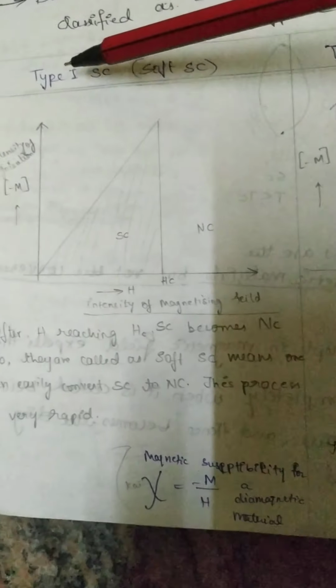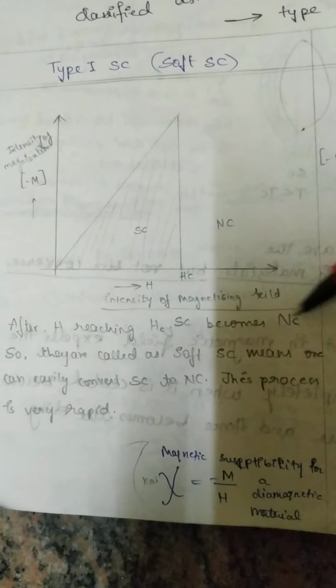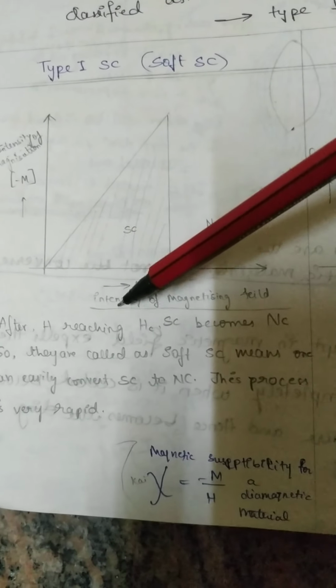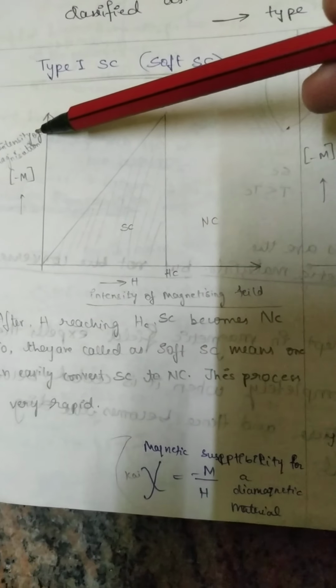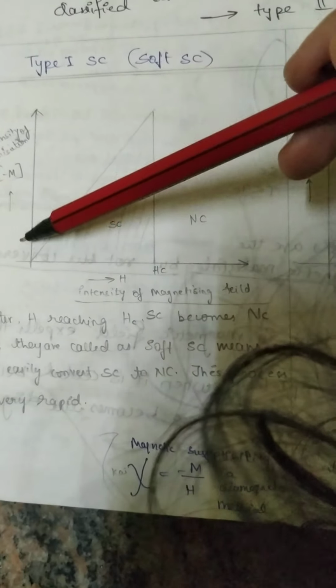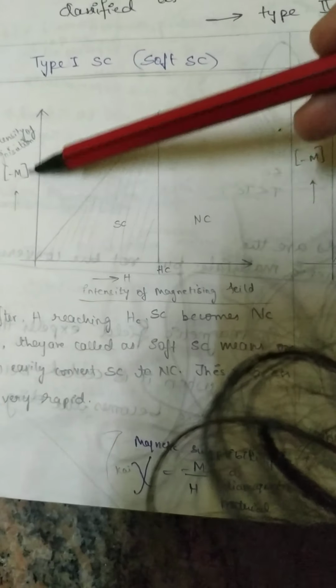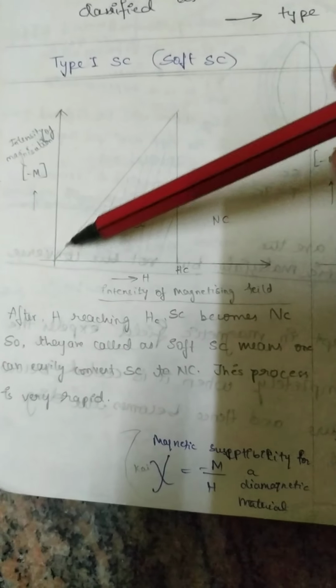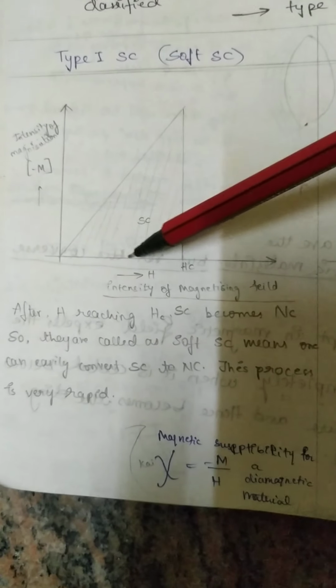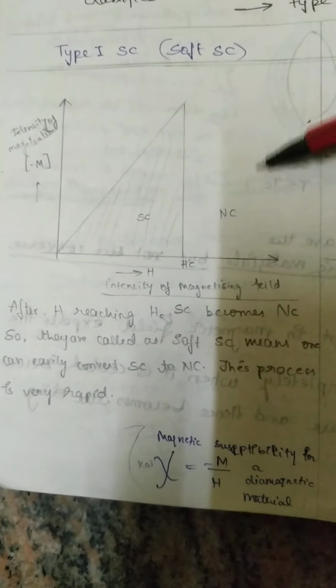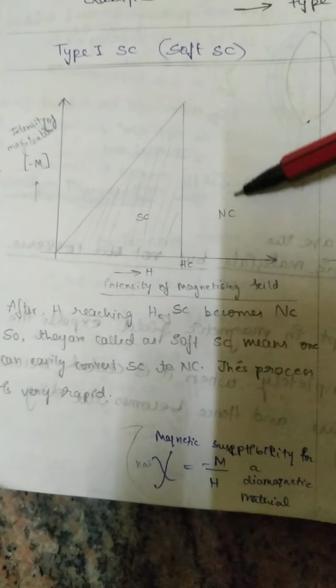In the type 1 superconductor, if we plot a graph, we will get a graph somewhat like this. The intensity of the magnetic field is taken on the x-axis and the intensity of the magnetization is taken on the y-axis, which is the negative y-axis. If we plot the graph, we get it in this way, and this is the region of the superconductor, and the rest is the region of the normal conductor.